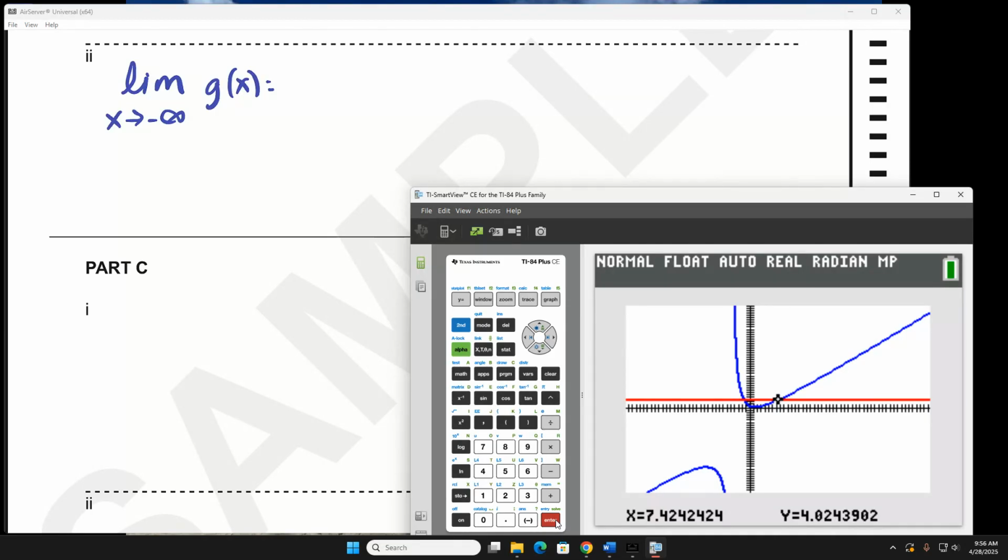The other thing you can do is do it algebraically. So let's finish this problem, and I'll show you how to do it algebraically. So what do you think this limit equals? Negative infinity. Because as x is getting smaller and smaller and smaller, over here, the y is also getting smaller and smaller and smaller.